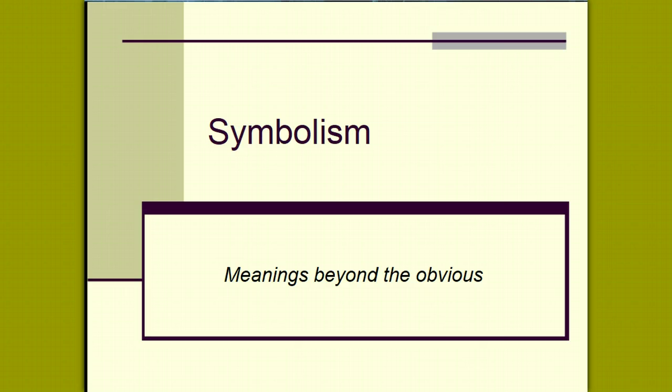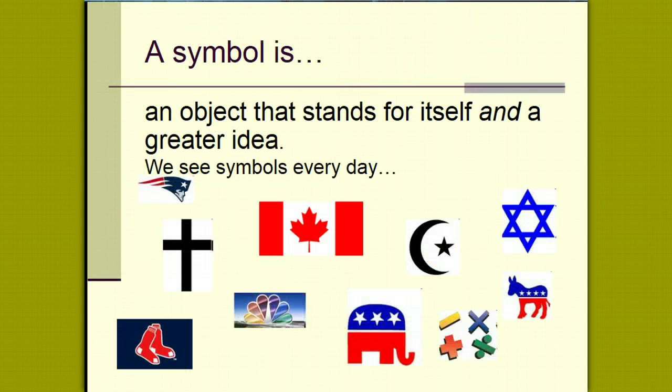Symbolism, it's meanings beyond the obvious. So what is a symbol? We see symbols all the time, all right? It's something that is one thing on the surface, but stands for something much larger than itself, a deeper meaning. Like here is a cross. The cross is one thing on the surface, but it clearly has a lot of deep meaning, especially to members of the Christian faith.